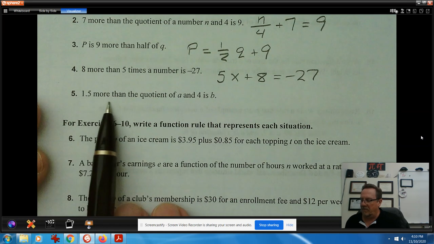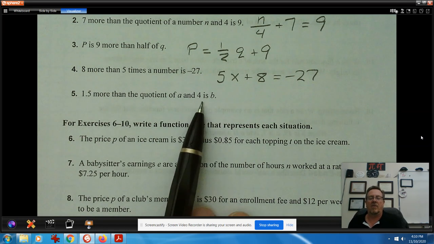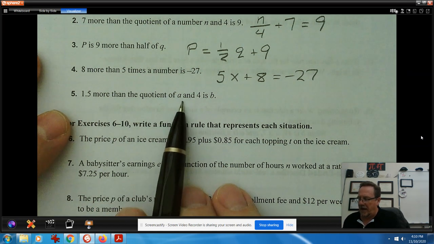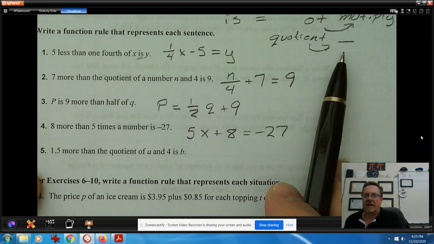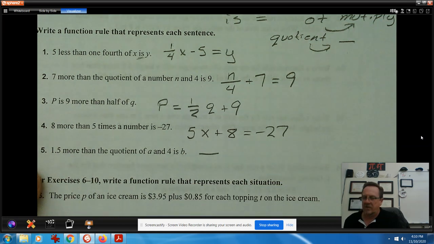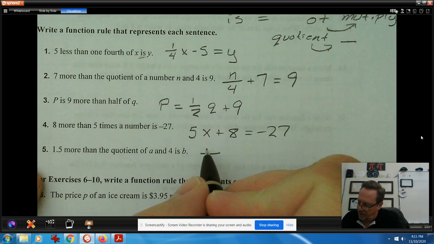Next one, 1.5 more than the quotient of a and 4 is b. 1.5 more than means I'm going to add 1.5 to something, right? What am I adding it to? Well, the quotient of a and 4. And like we said before, quotient means we're going to have a fraction bar. So we'll build our fraction. What goes on top? The first thing that it lists after quotient, a, goes on top.